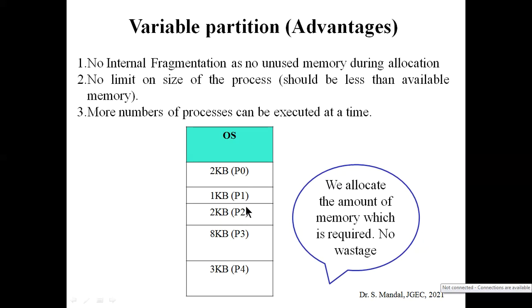If main memory is available to us, there is no limit on the size of the process. If we have 16 kilobyte of memory available, we can easily allocate a 16 kilobyte process, or 12 kilobyte or 10 kilobyte, so there is no limitation. And obviously more processes can be executed at a time, as there is no unused memory space. The important concept is that we allocate the amount of memory required by the respective process, and that's why there is no wastage.